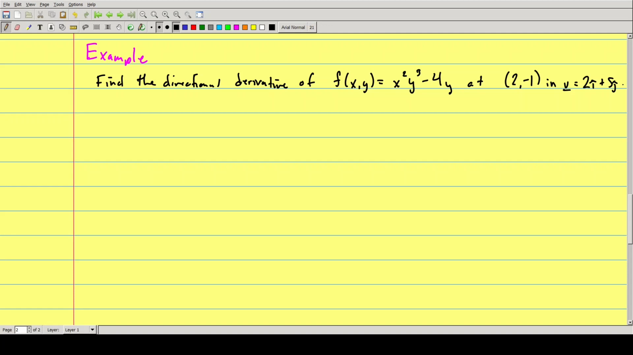We need the gradient of our function. We need to compute the gradient of our function at this point, of course. And then we also need to, in order to be able to use the convenient formula for computing the directional derivative, make v a unit vector. We have to make sure that it's a unit vector in order for us to be able to use the du formula. Doesn't really matter in what order we do these things, so let's start with v.